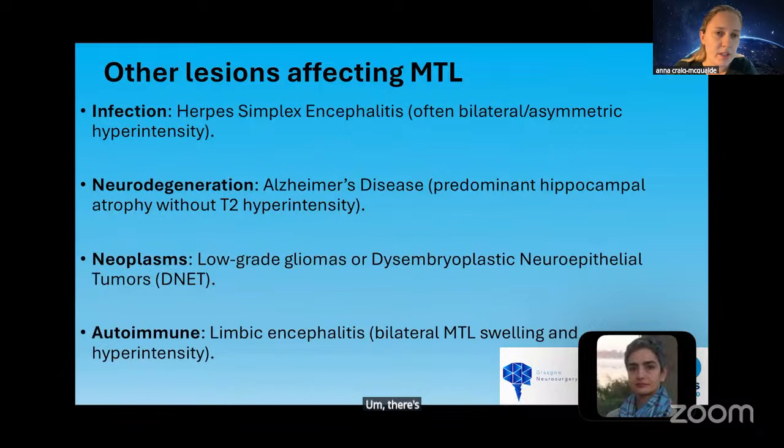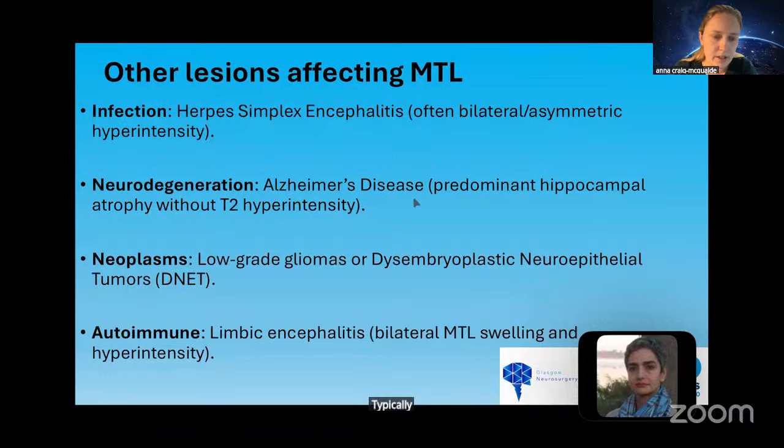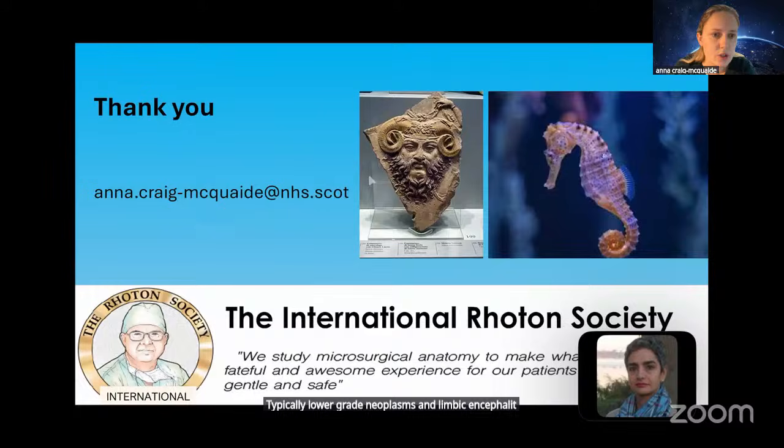There's obviously a wide differential of other lesions that can affect the mesial temporal lobe apart from hippocampal sclerosis, including infections such as herpes simplex, neurodegeneration, Alzheimer's disease, as we mentioned briefly earlier, neoplasms, typically lower grade neoplasms, and limbic encephalitis and other autoimmune conditions.